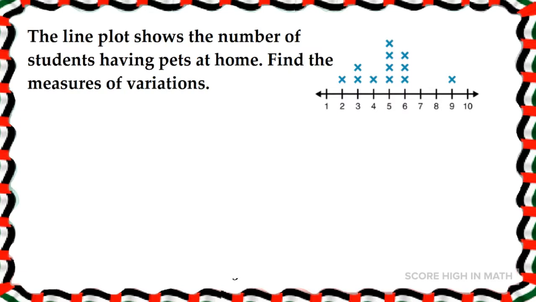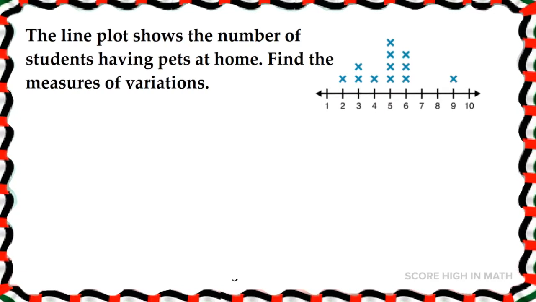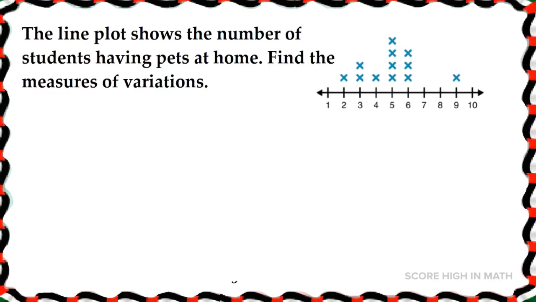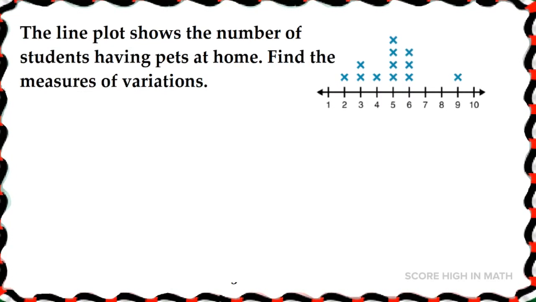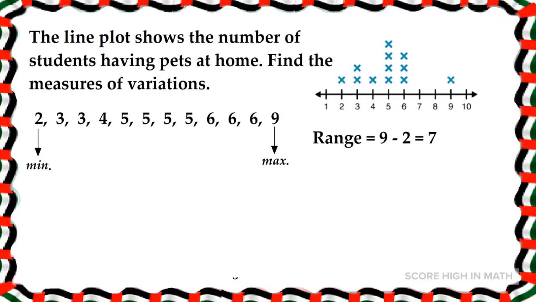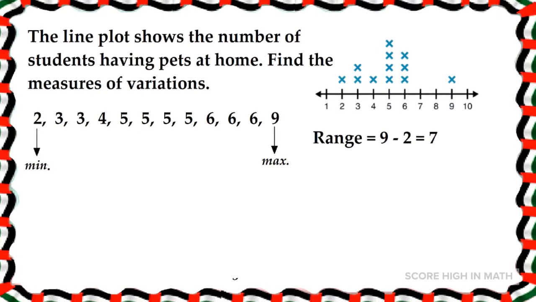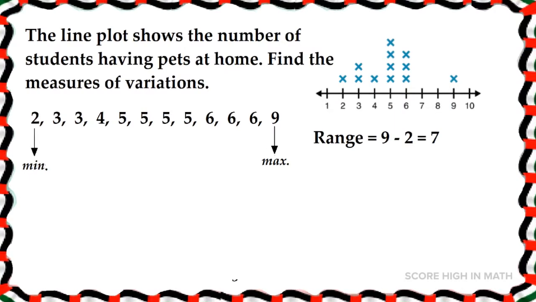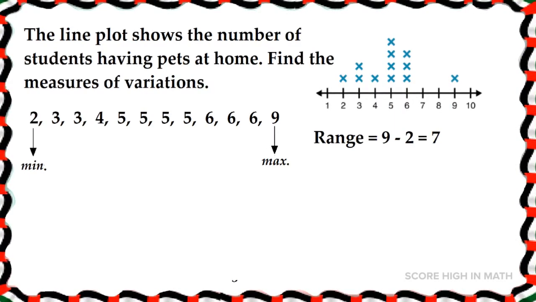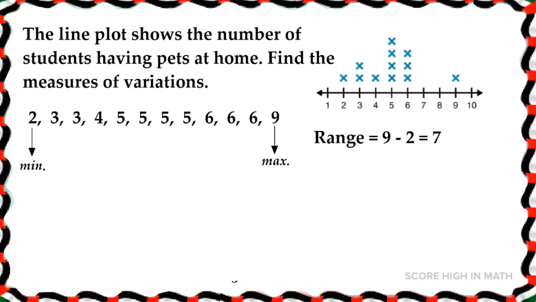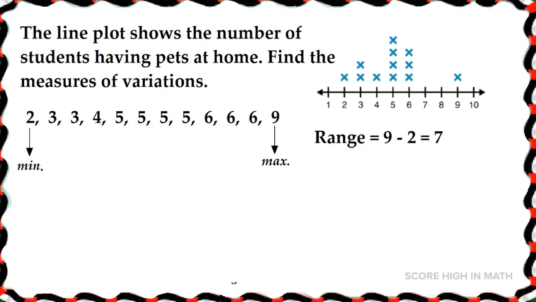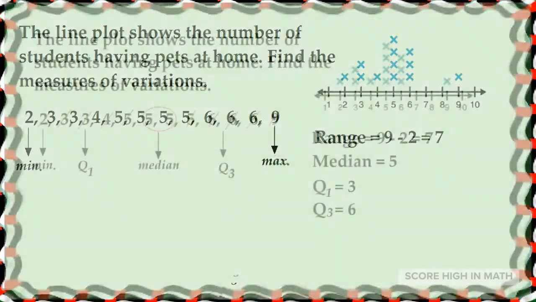What about this problem? The line plot shows the number of students having pets at home. Find the measures of variation. What are we going to do? We are going to arrange the numbers from least to greatest. So, we can find out right away which is the minimum and the maximum, and we can solve for the range. The range is 9 minus 2, which is equal to 7.